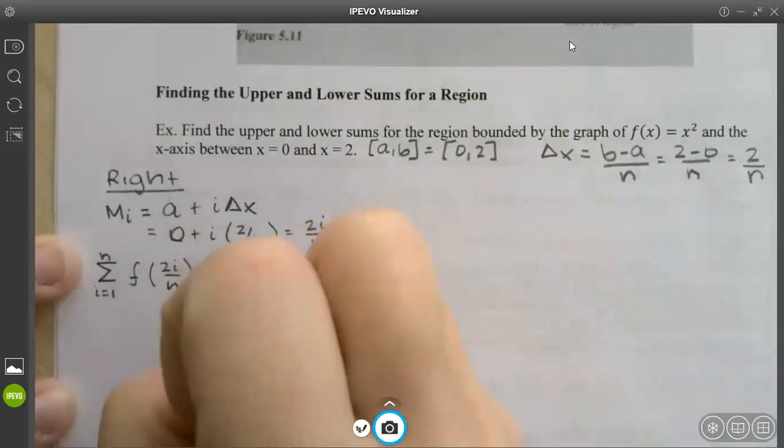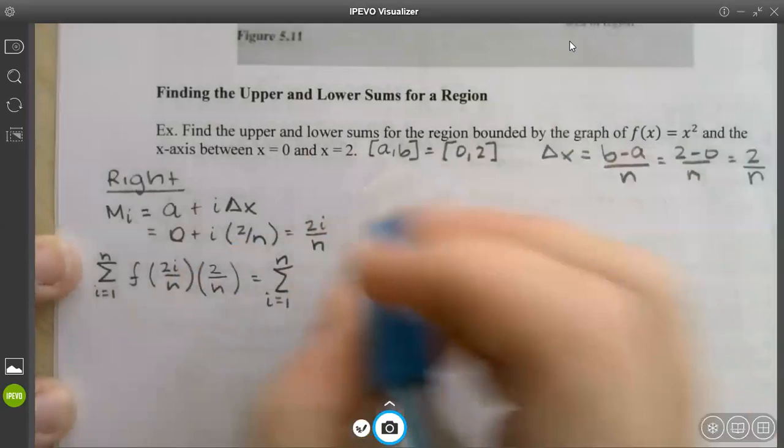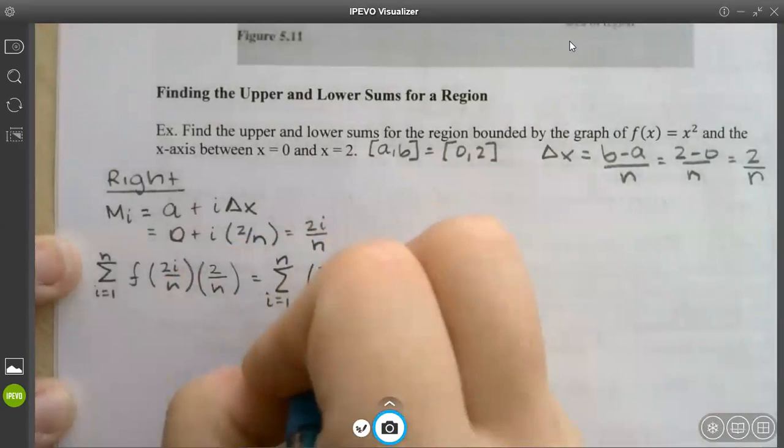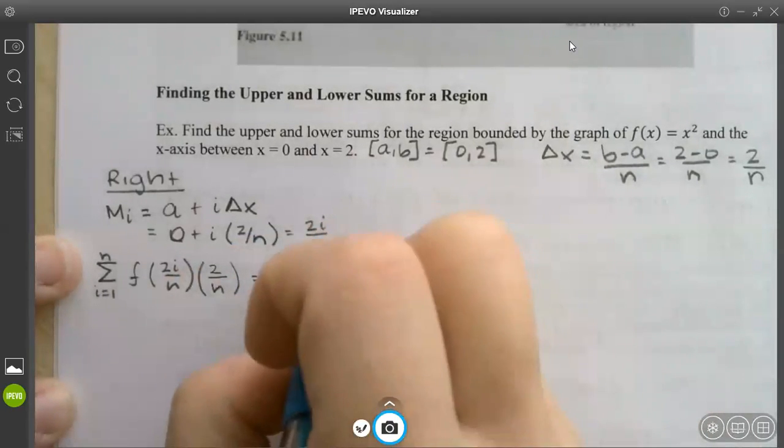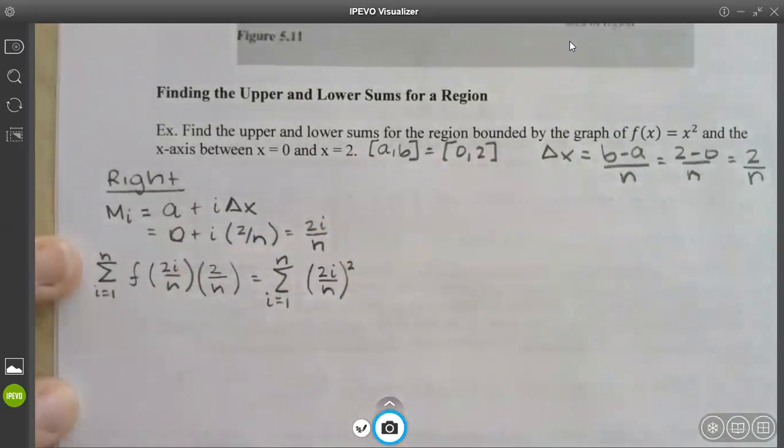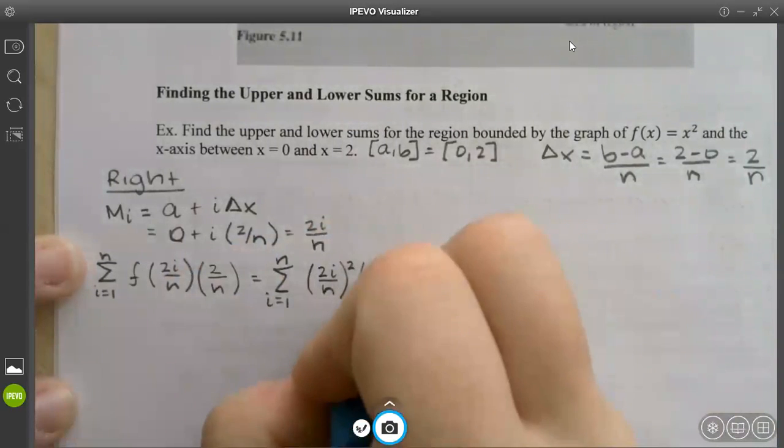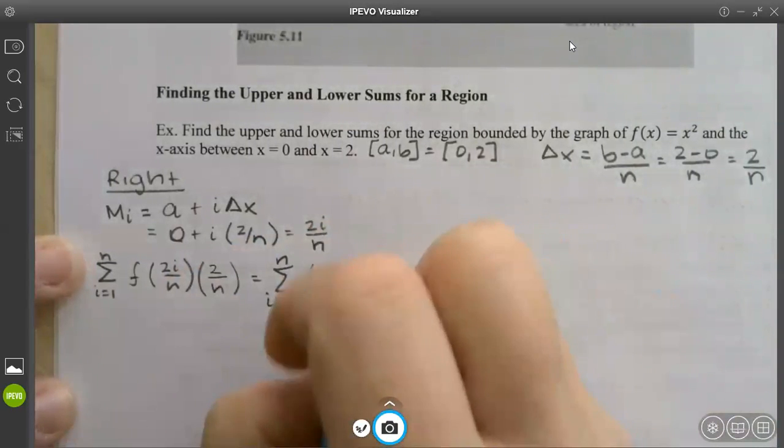X squared. So we're going to do it into our function squared. So 2i over n squared times delta x.